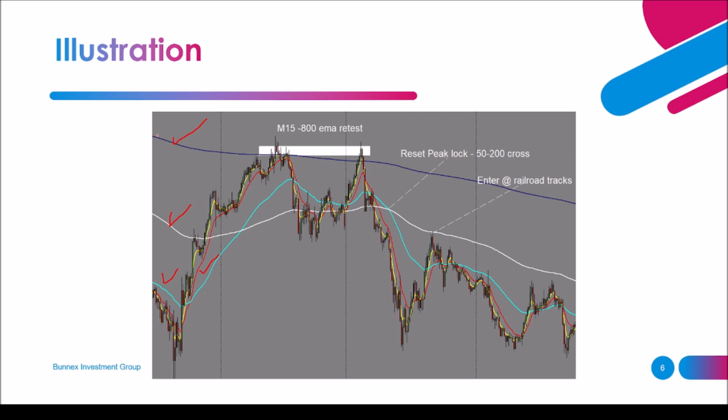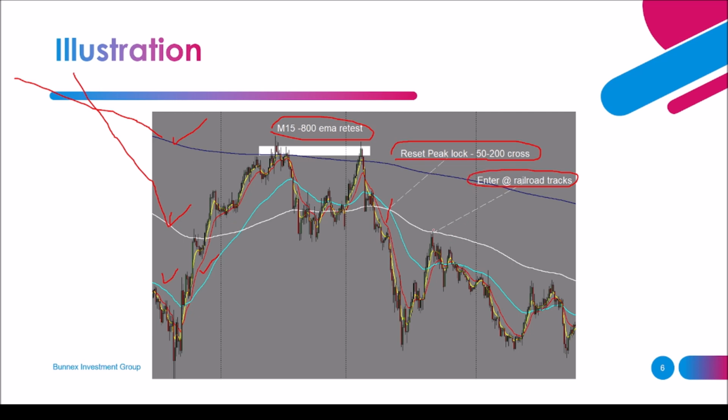So the crossover of the 800 and 200 actually occurred way before this happened. Then we've said we need to see an M15 retest to the 800, which is this one, right? Price came to the 800 EMA. After price came to the 200 EMA, the second thing is now to see the reset peak locked by a 50, 200 EMA cross. Then after that, we need to see a candlestick reversal pattern.